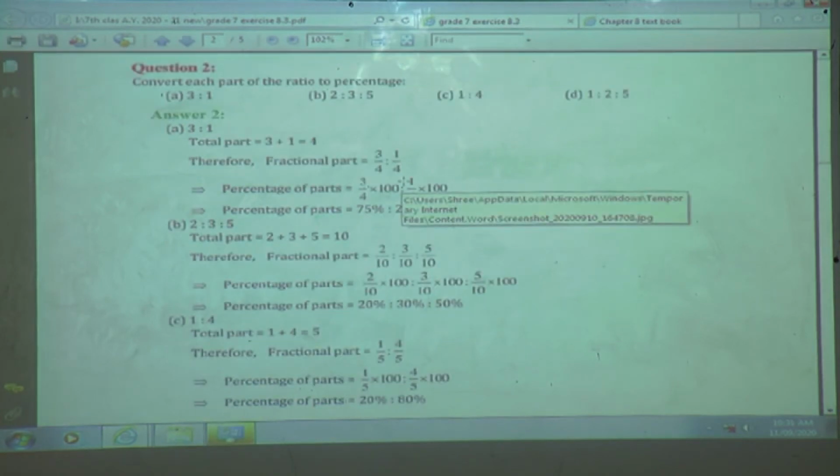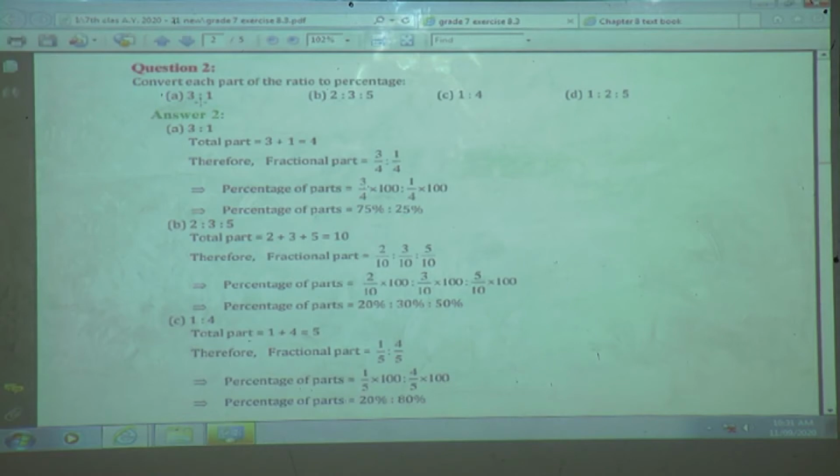Now we have some more examples. Convert each part of the ratios to a percentage. So now the ratios are given to you. You know how to find the sum of the ratio and how to find the percentage, because I discussed it in the previous session. We will do just one or two examples, so it will be easy to solve the remaining examples.